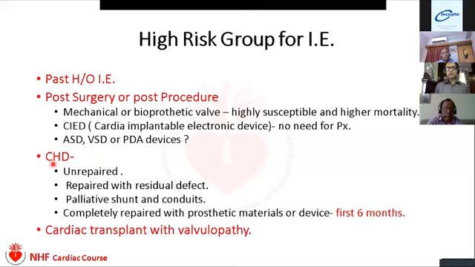Chronic rheumatic disease, and congenital heart disease, especially cyanotic congenital heart disease, if it is unrepaired, or if it is repaired with some residual defect, there is a palliative shunt or conduits, and after complete repair, when prosthetic material is inside, that takes sometimes 6 months. True endothelization is the indication for prophylaxis. Another is cardiac transplant with valvulopathy.